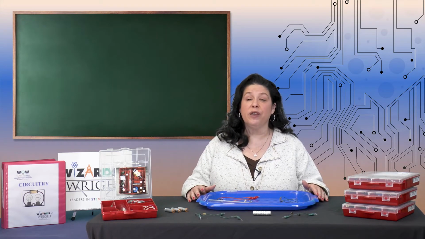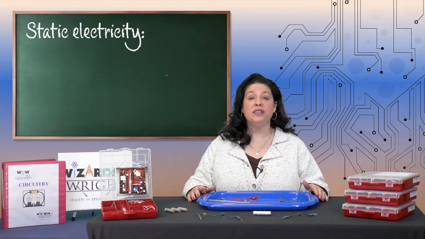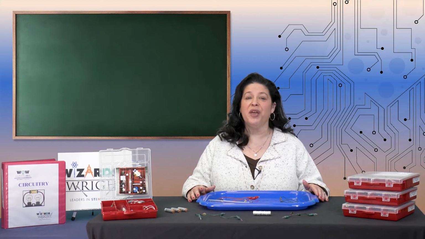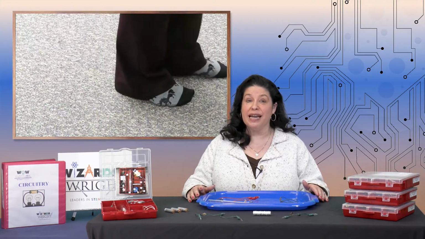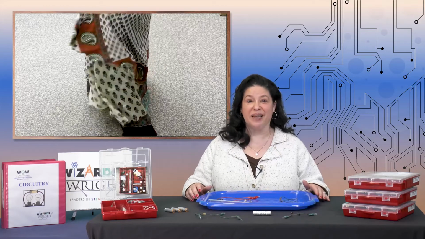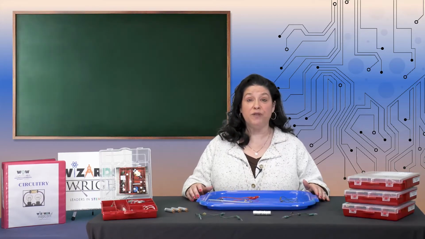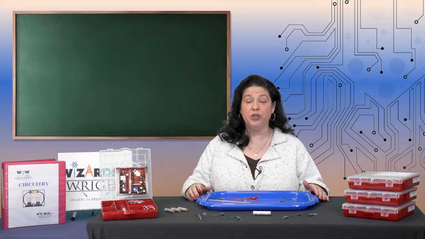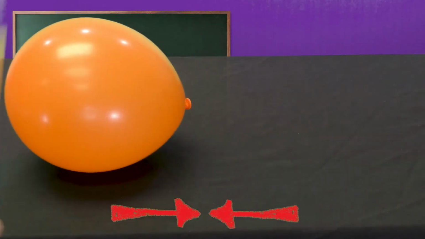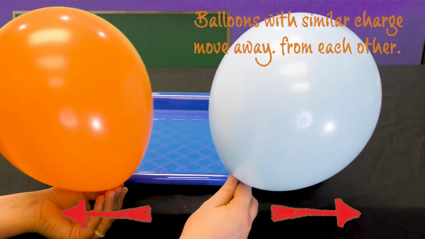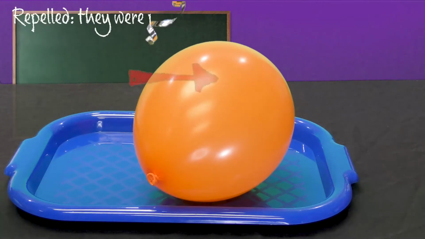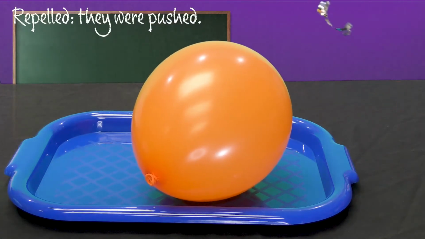There is also something called static electricity. This is when the electrical charge builds up but doesn't go anywhere or flow. You've experienced this when you get a tiny zap from rubbing your feet on the carpet or when your clothes have static cling. All the way back in the 1500s, it was discovered that objects charged with electricity either moved towards other objects with a charge or moved away. This means they were attracted, there was a pull, or they repelled, they were pushed away from each other.